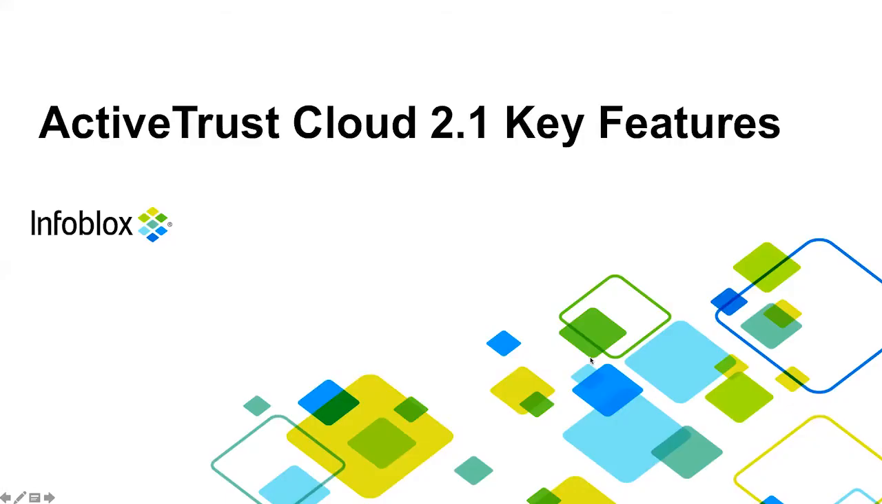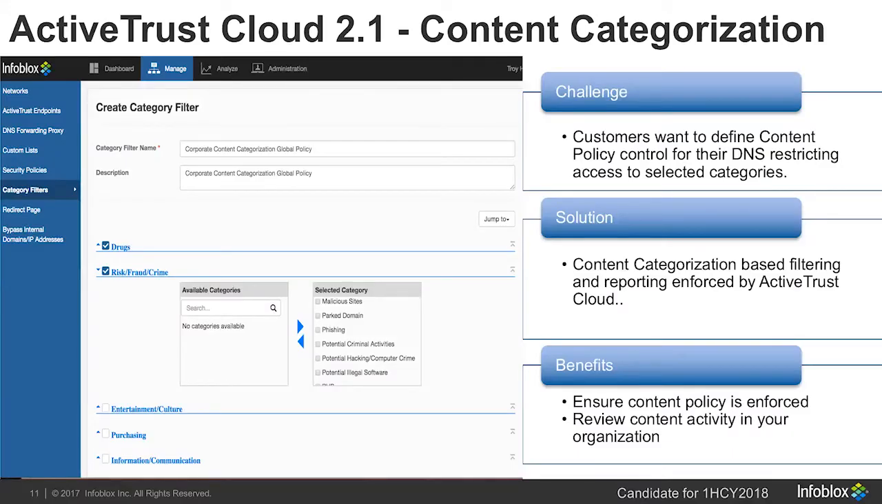Let's take a quick look at some of the ActiveTrust 2.1 key features. So one of the big features that we just launched in 2.1 was the new content categorization control. This allows customers to expand their use of ActiveTrust Cloud beyond just the threat areas today like malware and exfiltration and tunneling and ransomware, but also expand that now into more policy-based decisions at the corporate level.